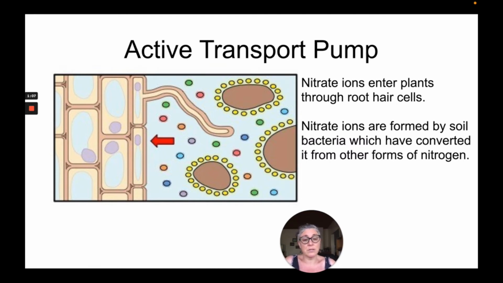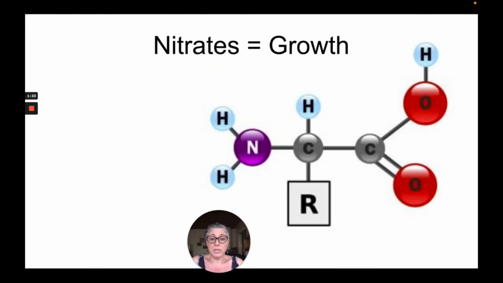Nitrate ions are dissolved in water, and so they will enter easily into the plant through the root hair cells through an active transport pump. So what is the point of nitrates? Well, nitrates are going to equal growth.